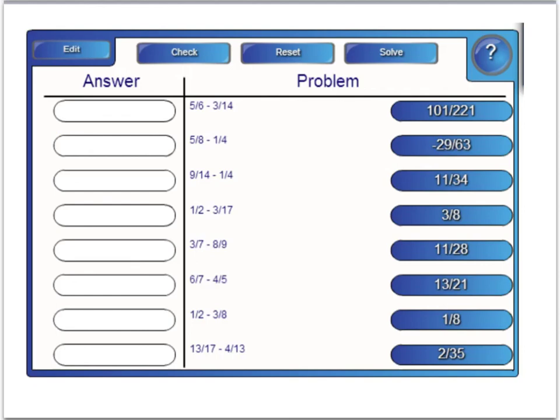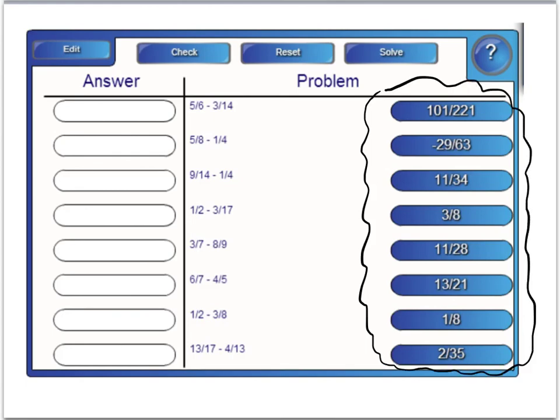So this is the same as the other problems that we did with the addition. We have the answer choices here, and you have to match it up with the correct problems on the left there. And I'll leave that up to you.